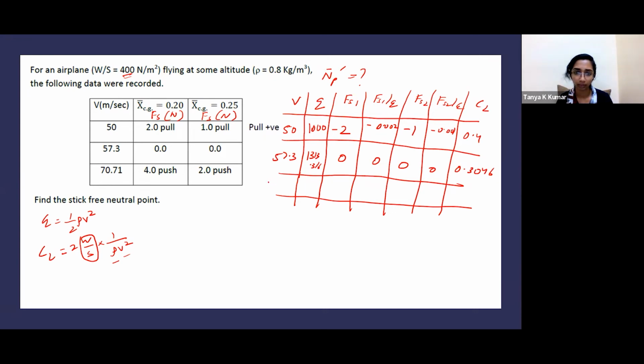So here it is 70.71. What is the value of Q? Here I've put 0, you understood why, right? So Fs stick force is 0. So Fs by Q will also be 0. So what is the Q for the third velocity? Q is half rho V square. So we'll take it as 2000.